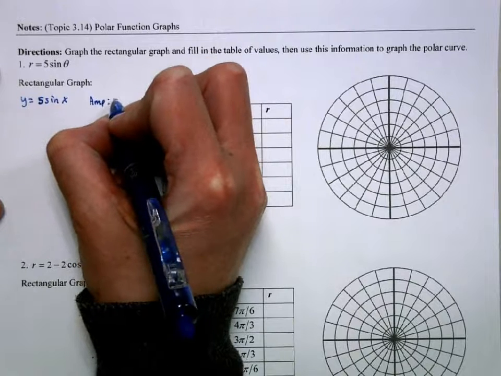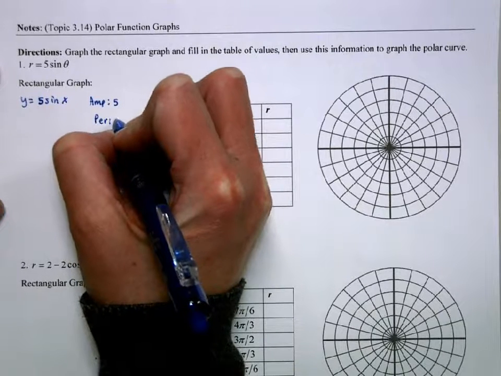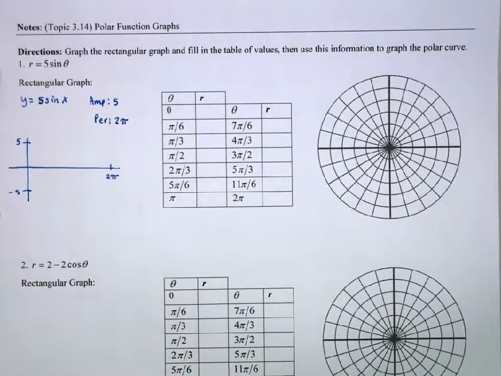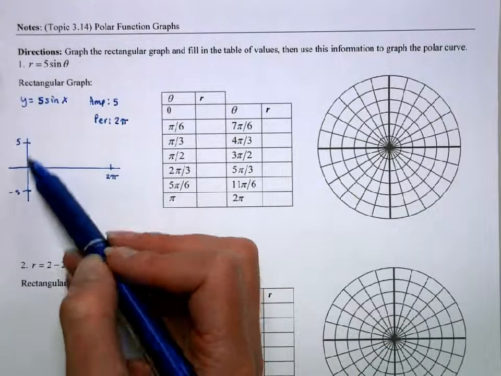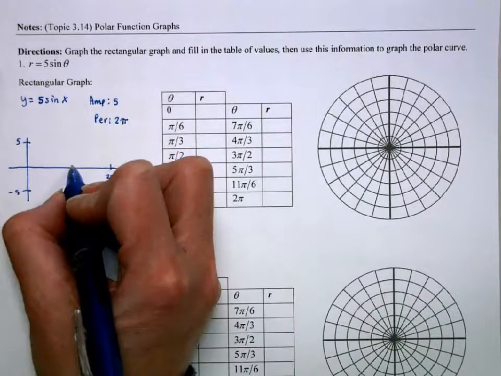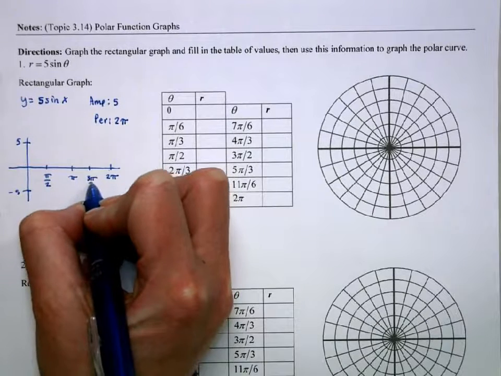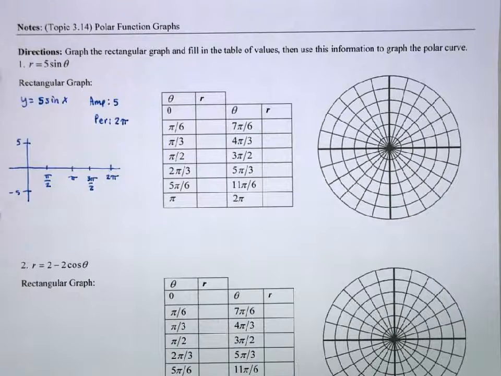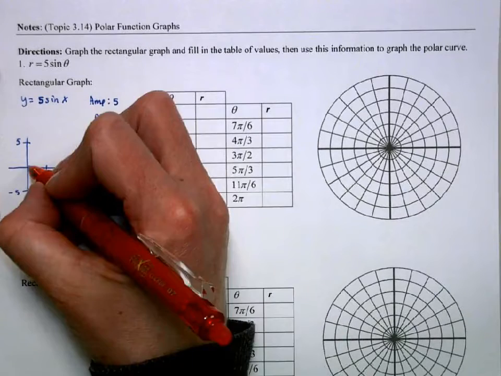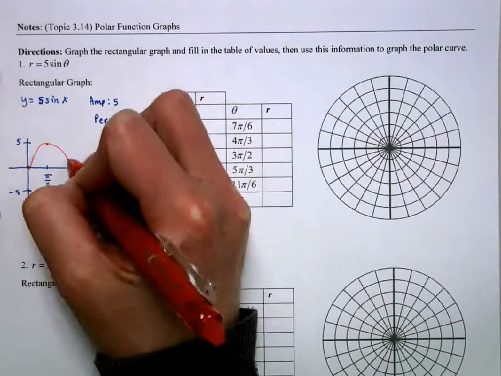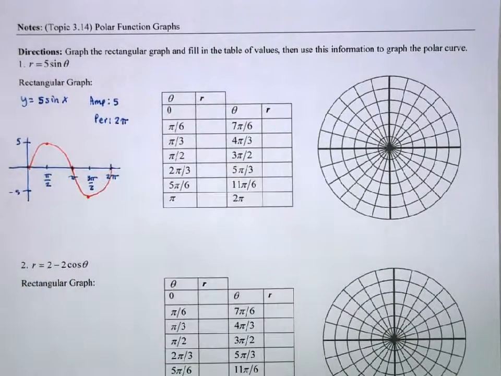Well, our amplitude is going to be 5, and our period is going to be 2 pi. So on my x and y axis, I've got my amplitude of 5 and a period of 2 pi, which means we can split this up into our 4 pieces. And we're graphing a sine curve. Sine starts at the midline, goes up, and cycles through our 5 points. Okay, we'll revisit this once we've gotten our polar curve to look at the relationship between them.